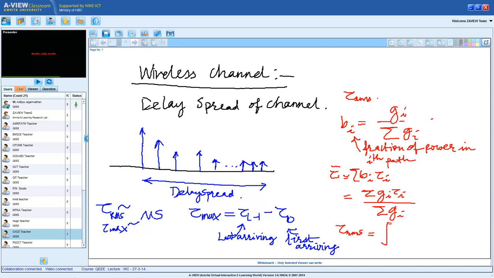And also tau RMS equals the square root of summation over i of B_i times tau_i minus tau bar, whole square. So the RMS delay spread squared equals summation over i of B_i times tau_i minus tau bar, whole square. Okay, fine. So this is what we said is the RMS delay spread.